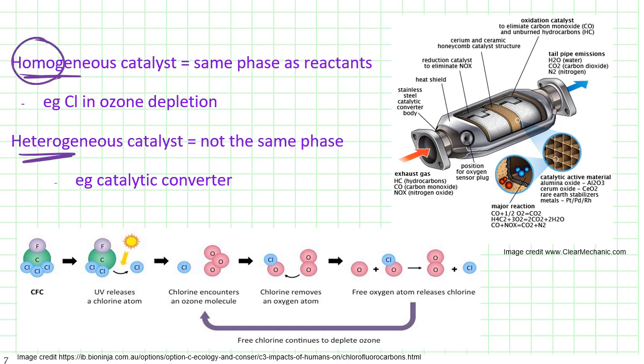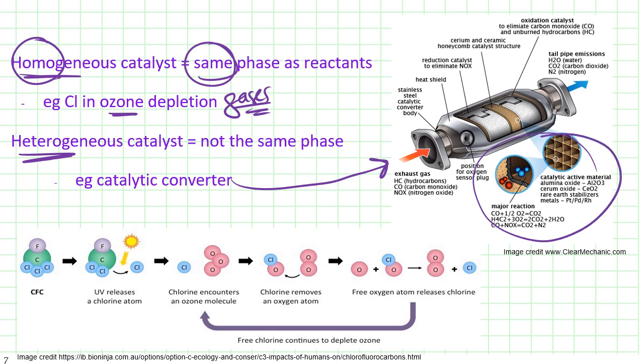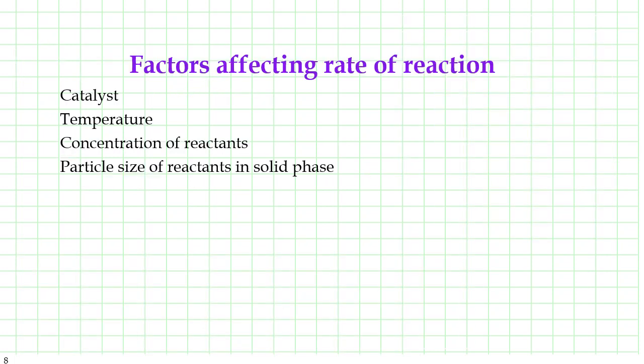Remember that homo means same, so homogeneous catalysts are going to be in the same state of matter, the same phase as the reactants. If I'm looking at chlorine and ozone depletion, because these are all gases, this would be considered a homogeneous catalyst. Heterogeneous catalysts are not in the same phase. Our catalytic converters in our cars, the metals in the catalytic converter are solids, and they're acting on gases. And so heterogeneous because they are not in the same state of matter.